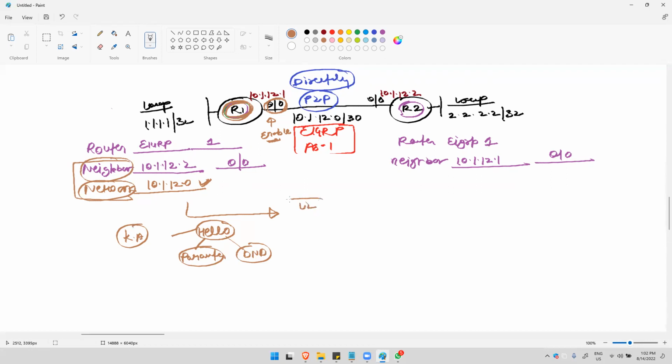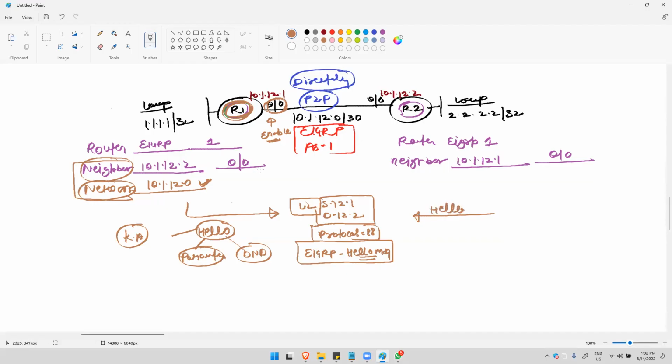Clear? So R1 says, I am sending hello. Inside the hello, layer 2 information is bound, then layer 3. The source IP is 12.1 and the destination is 12.2, and the protocol number is 88. We are sending an EIGRP hello message. This is a unicast process, and R2 sends the same thing.